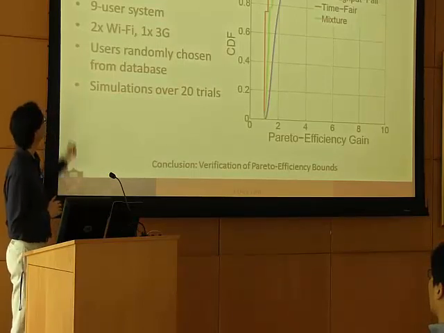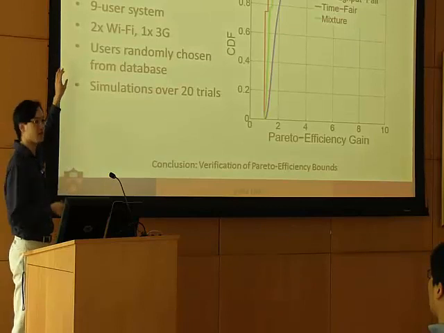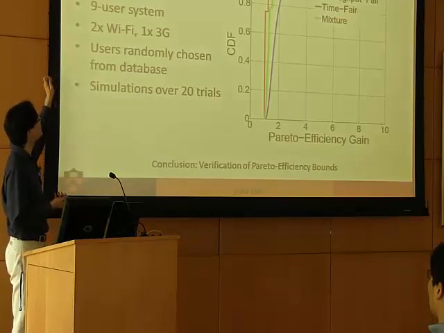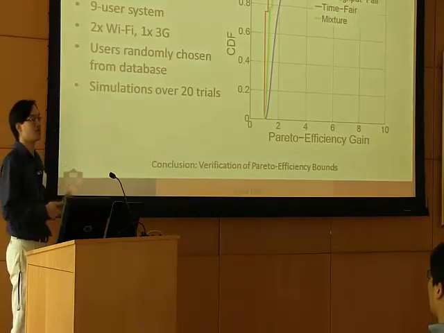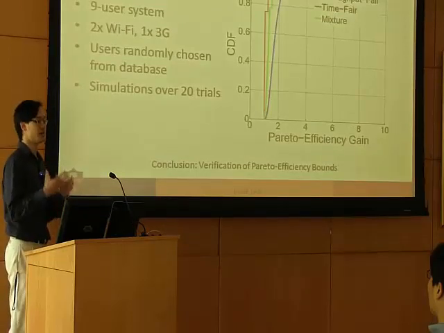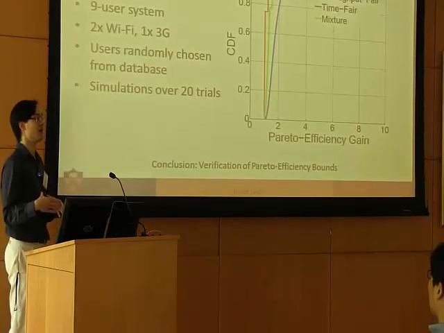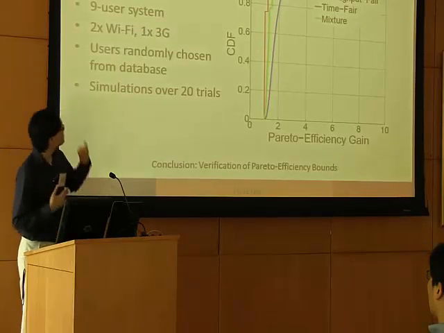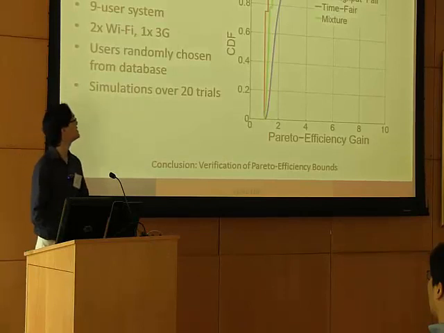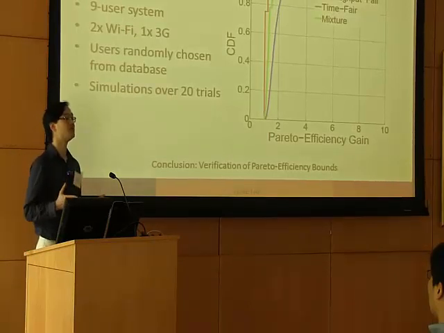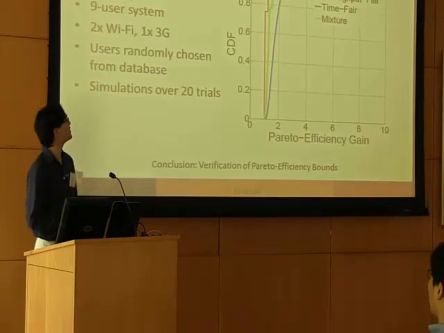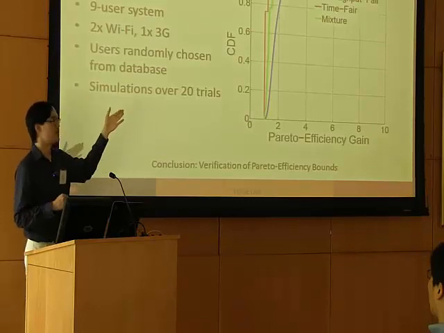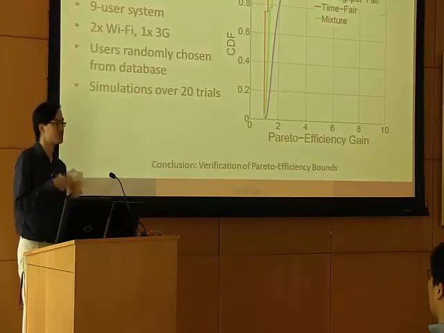For our simulations, we randomly chose 9 users out of our database of 100 users, gave them access to 2 Wi-Fi and 1 3G RATs based on their actual recorded measured values. And we ran these simulations over 20 trials. In the graph on the right, you see the CDF of the Pareto efficiency gain for all of the Nash equilibria from these simulations. For throughput fair, which is class 1, time fair, which is class 2, and mixture, which is both of them.